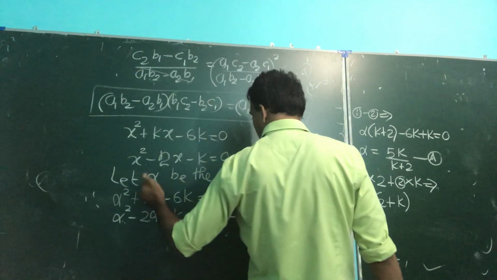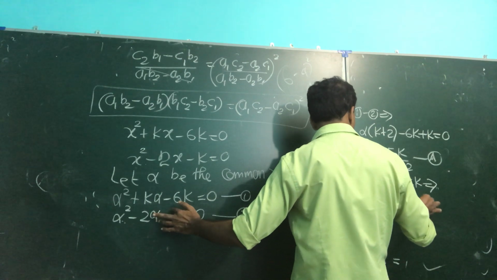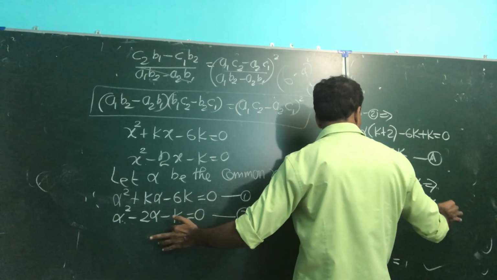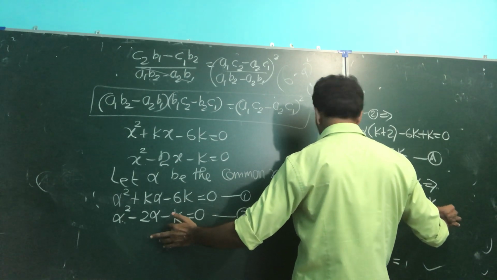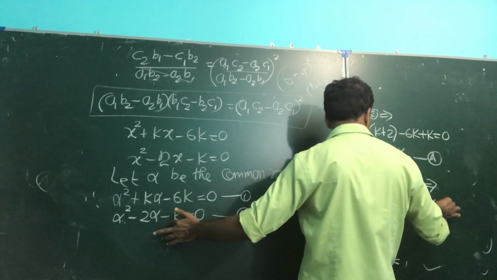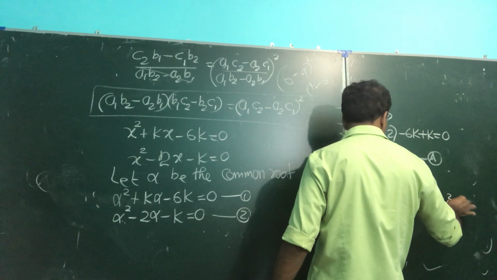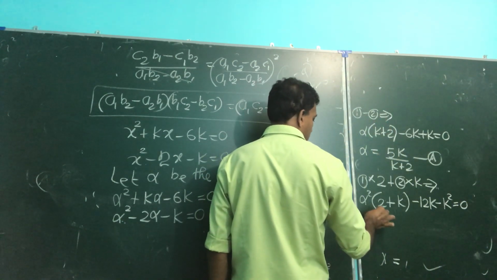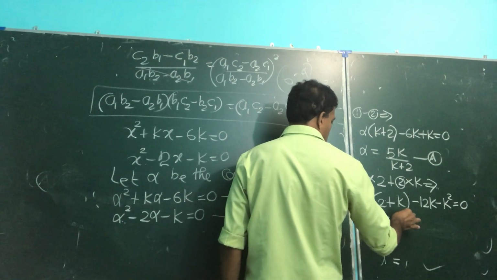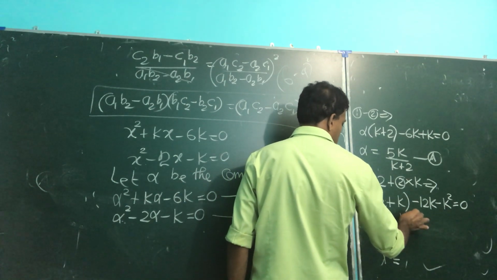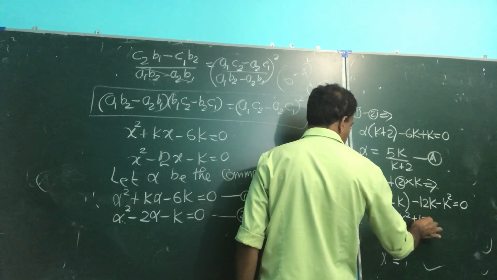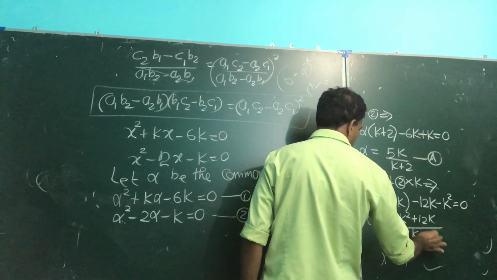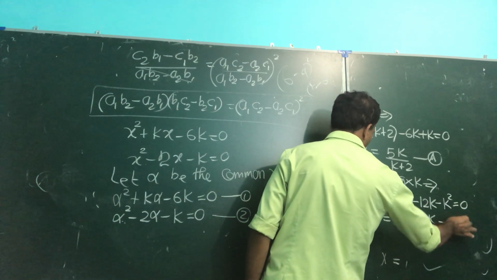And whatever alpha cancels, here what? Minus 12k, and here what? Multiply, here 2, here k square, minus k square equal to 0. Therefore, subject alpha square equals, can I take that side? K square plus 12k over k plus 2. Okay, say your B, equation B.